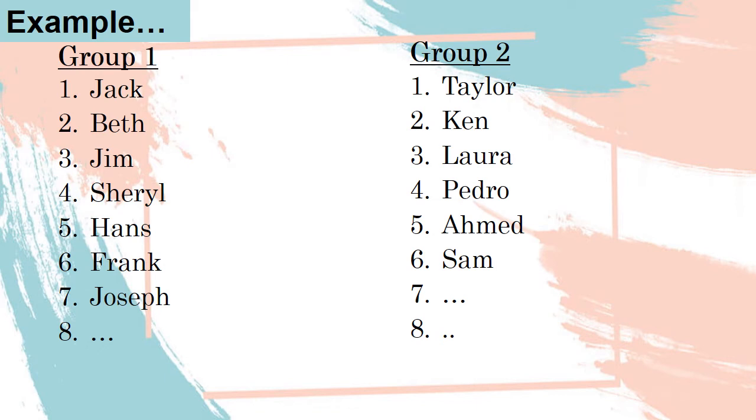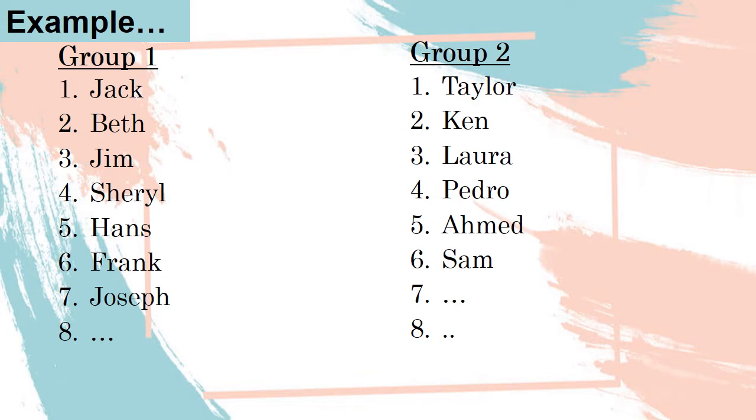See the example. There are two groups, Group 1 and Group 2. So, students whose number is 1 will get question number 1. And then students whose number is 5 will get question number 5.